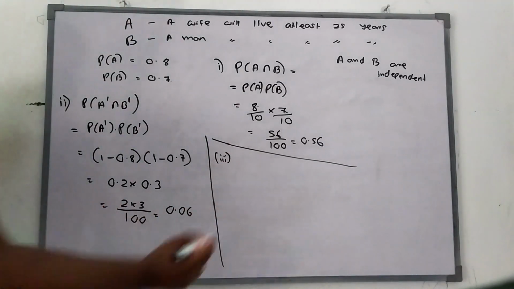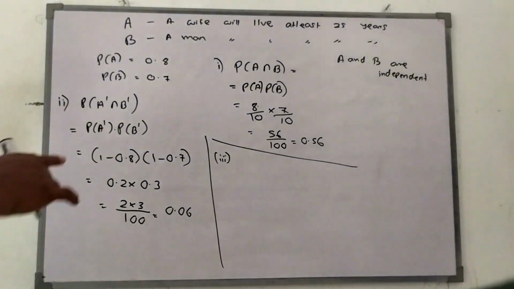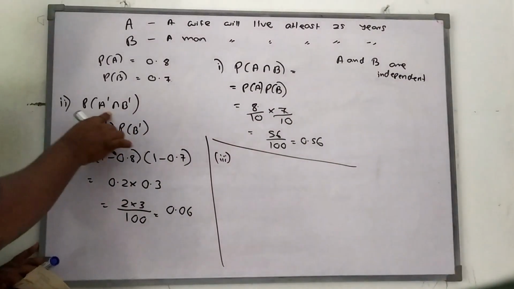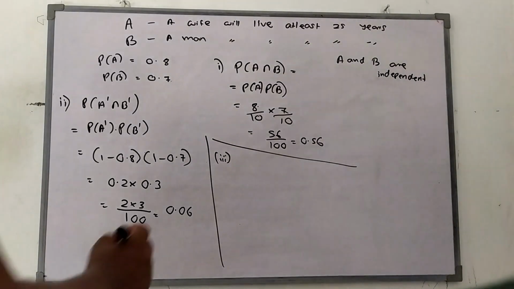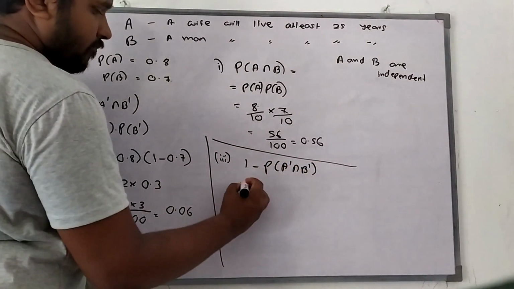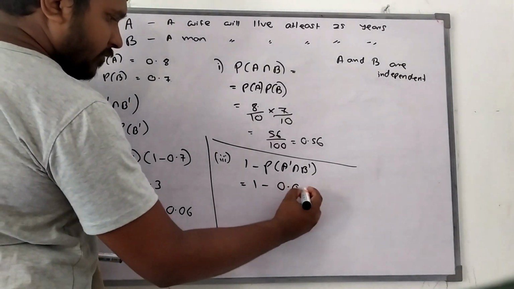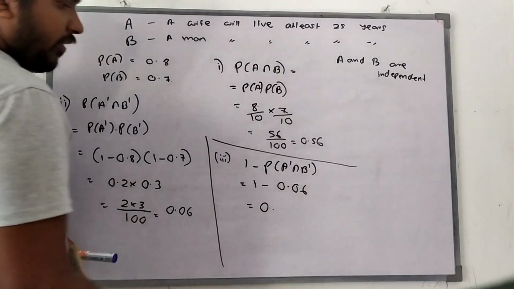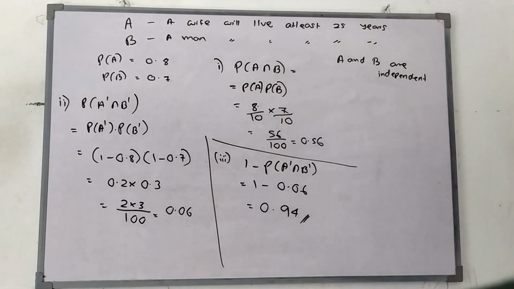Question 3, at least one. At least one means the complement of neither. At least one means either or both can be living, right? Then it's 1 minus P(A dash) P(B dash), which is 1 minus 0.06, which is 0.94. This is the third one.